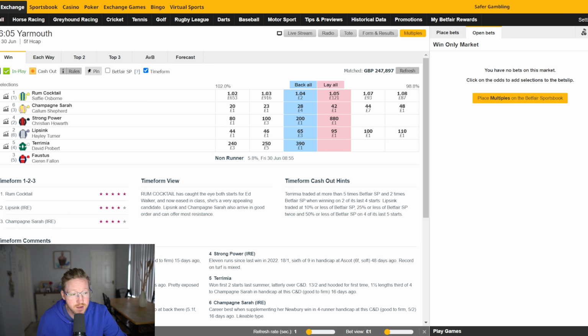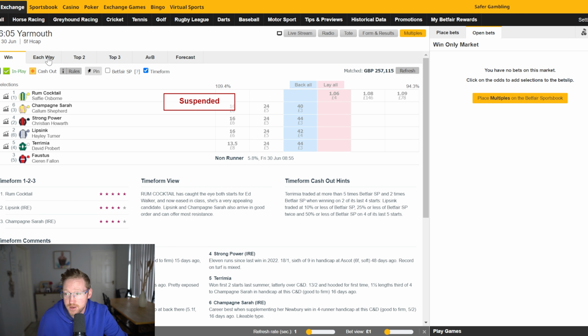Alongside Rum Cocktail swiftly moves past. Okay, there Champagne Sarah, so it's currently playing. Then Strong Power and Terramia. Lip Sync went hard early, paying for that now. It is Rum Cocktail who's streaking right away. Rum Cocktail for Lawrence Bellman, Ed Walker. Rum Cocktail, his currently good run. Won, ridden to victory by Saffie Osborne. Count the lengths. Champagne Sarah second, back in third for Champagne Strong Power. Champagne Sarah then third. Okay, and Terramia. Well done.